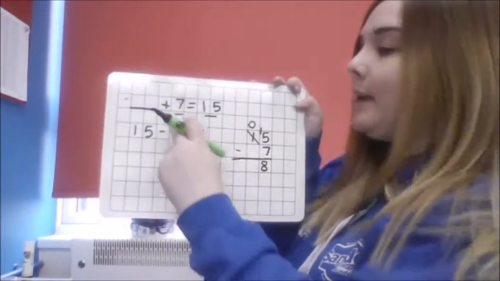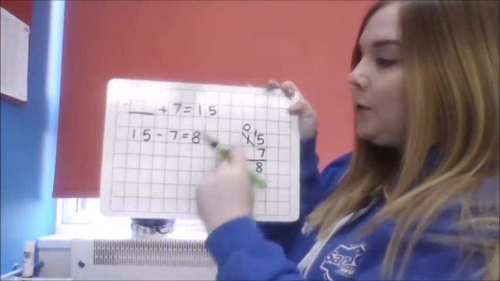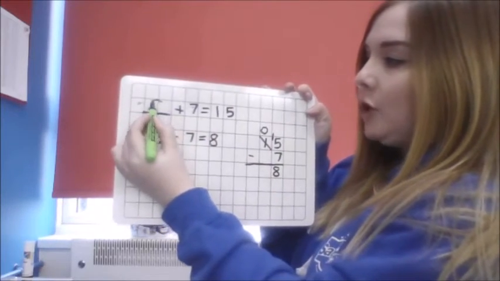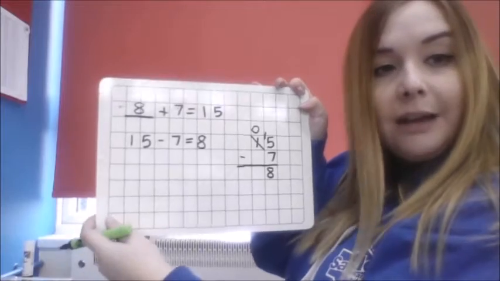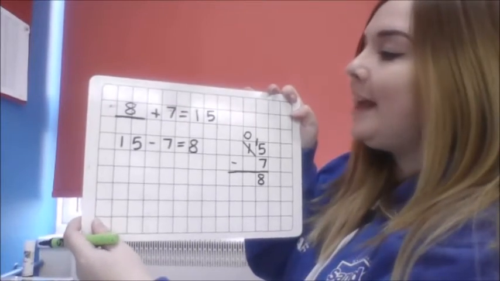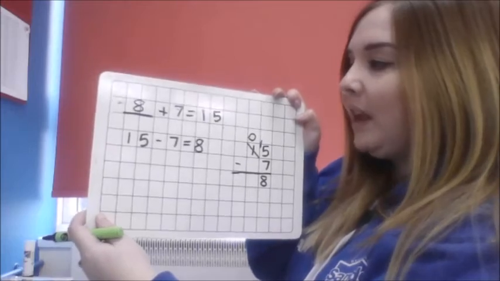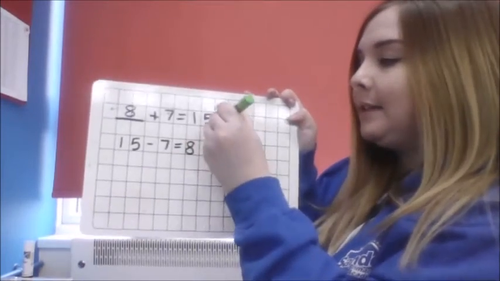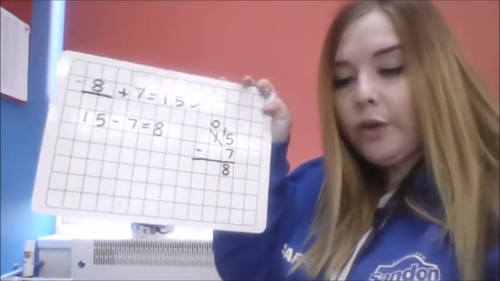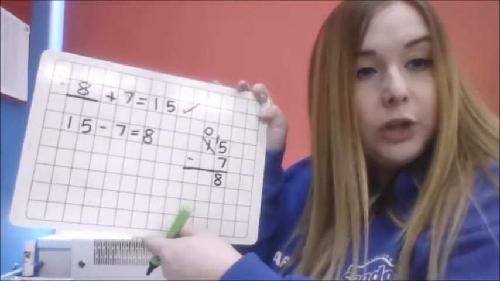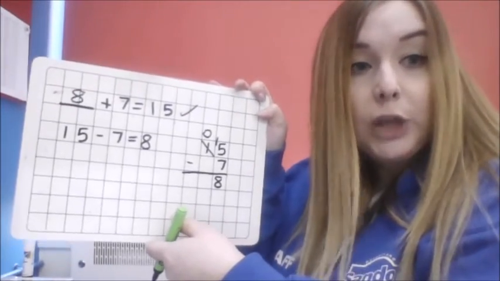But what I'm going to do now is I'm going to check it. So I'm going to put it in the calculation and check now that that's right. So if I've got 8 and I add 7, does that get me to 15? And it does. So for the next 4 questions, you're going to use the inverse to help you, okay?